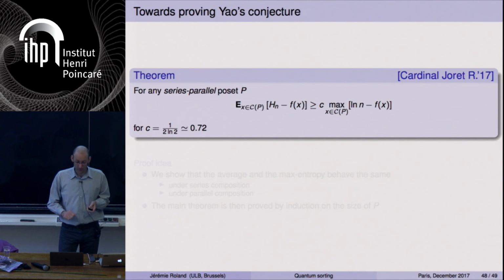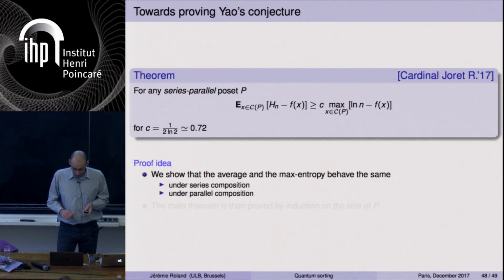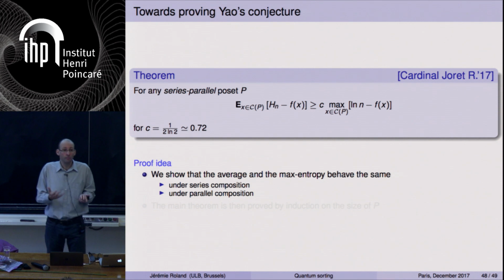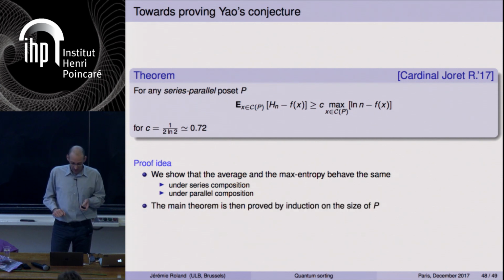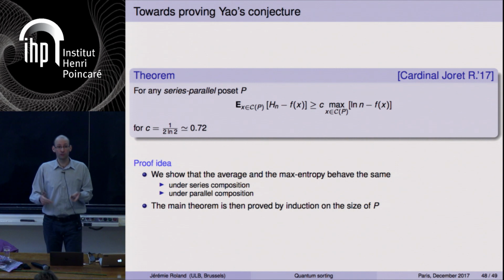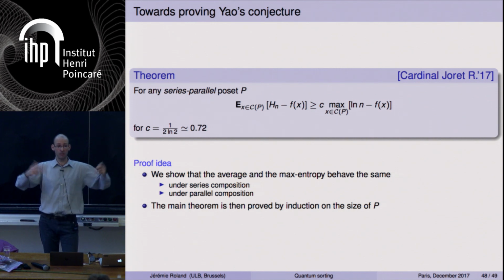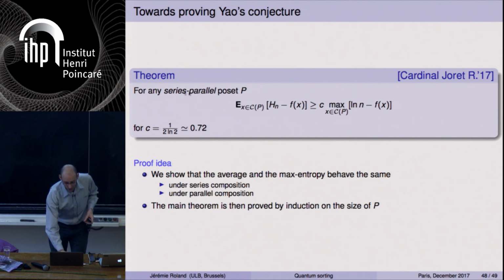And in that case, we were able to prove that the conjecture is correct. So we show that in that case, essentially the average entropy and this max entropy behave the same. That's how we prove this thing. We show that the average entropy and the max entropy behave the same under series composition and under parallel composition. And the main theorem is then proved by induction over the size of the poset. So we start with small posets, we show that it's true, and by induction we show that each time we compose, this relation remains correct.